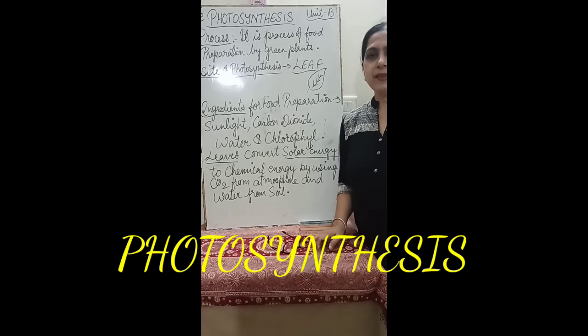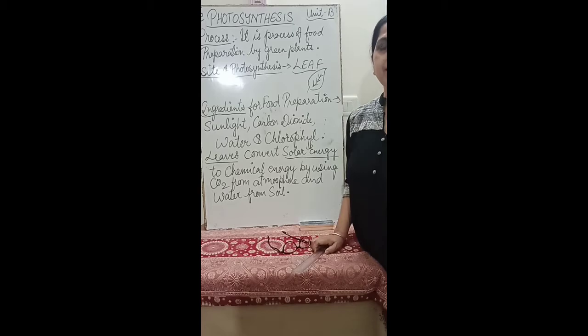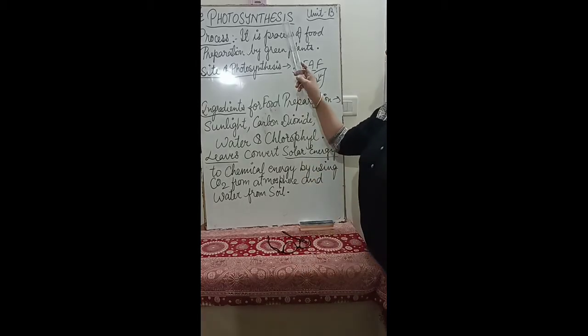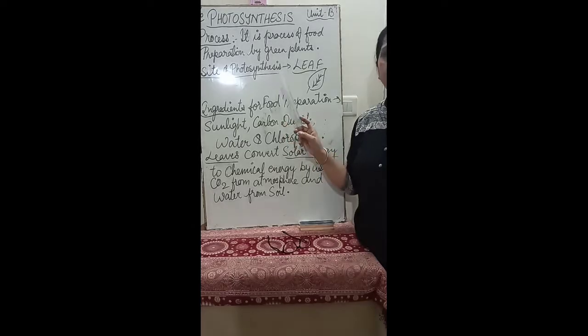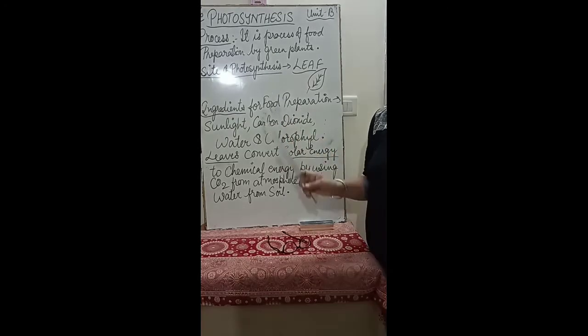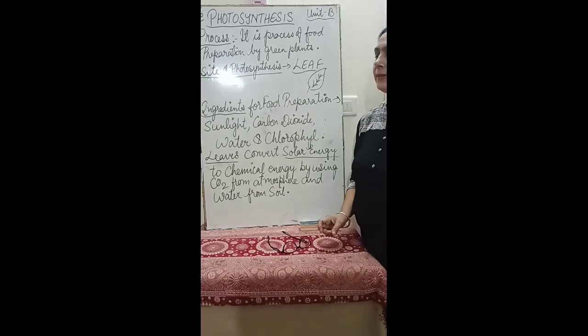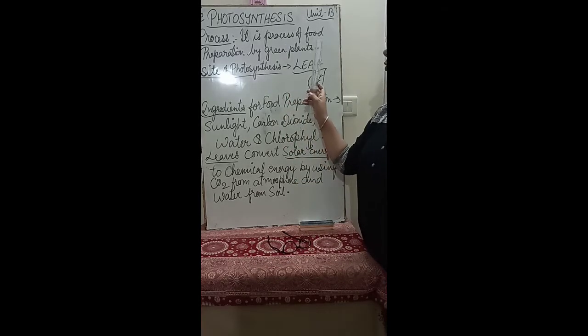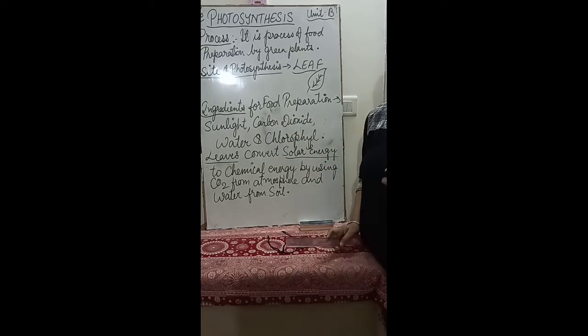So we have completed with unit A, and now we shall proceed with unit B. That is, the chapter topic is photosynthesis. Now what is photosynthesis? We should first understand the concept of photosynthesis. Yes, it is the preparation of food by green plants. This you all must have learnt in your previous class also.